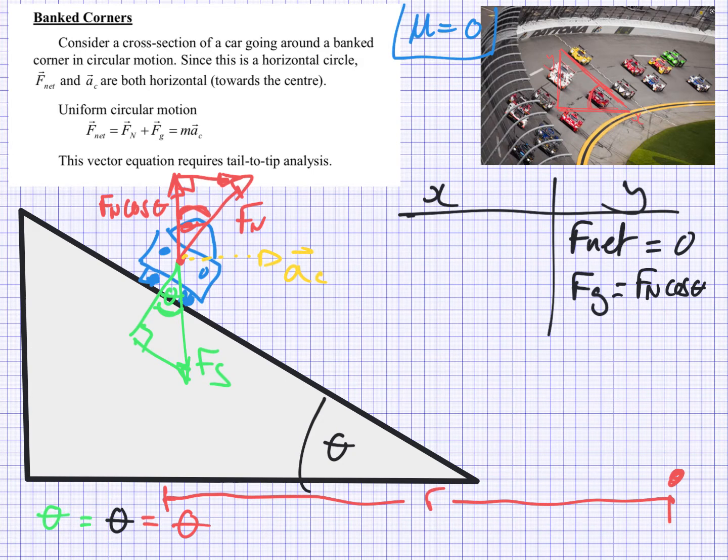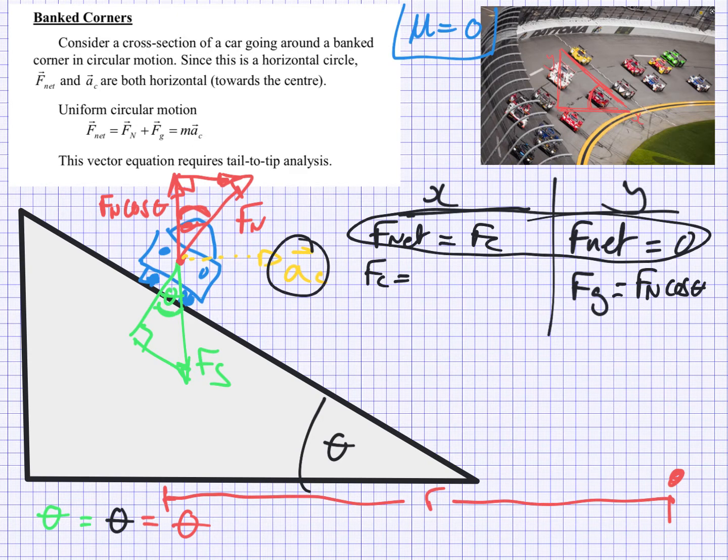Let's look at our x analysis, and hopefully you can see now that the F net is going to be equal to the centripetal motion. Again, these are our two physics principles that we've stated from the beginning in the different dimensions. So again, in the horizontal dimension, we're going to be talking about the centripetal forces. Now, what is acting in the centripetal direction, the center-seeking direction?